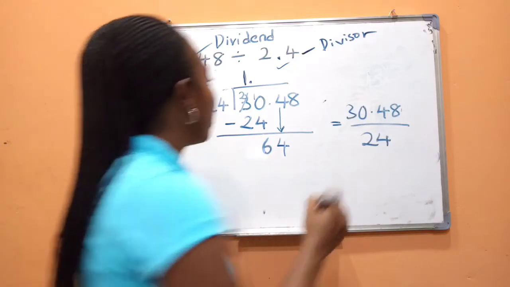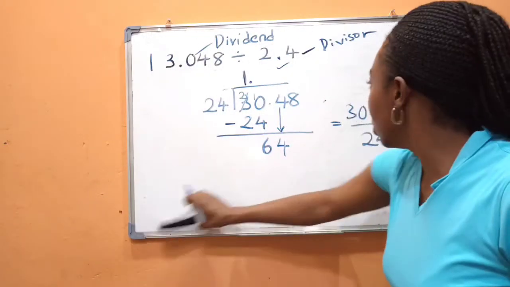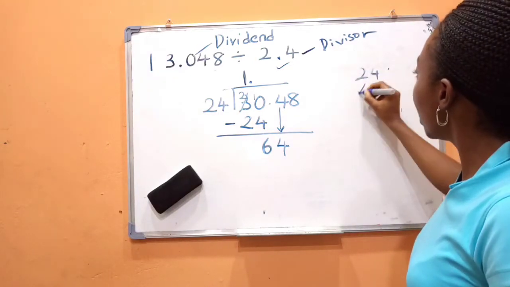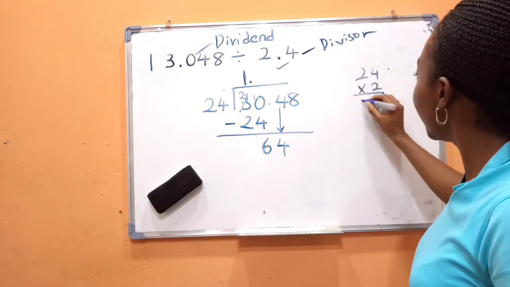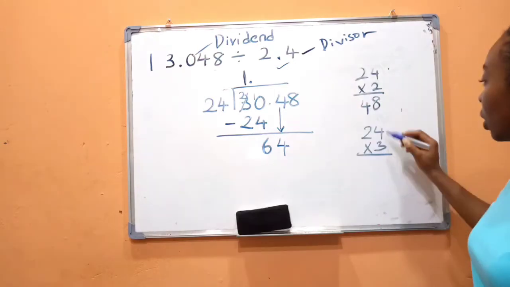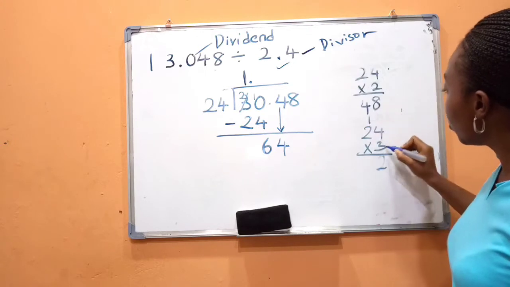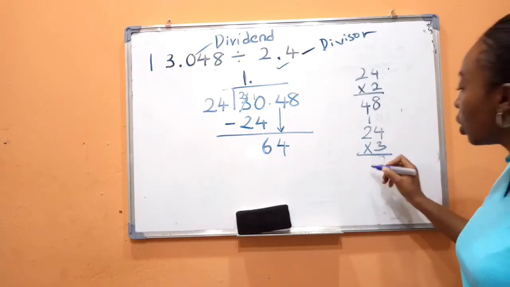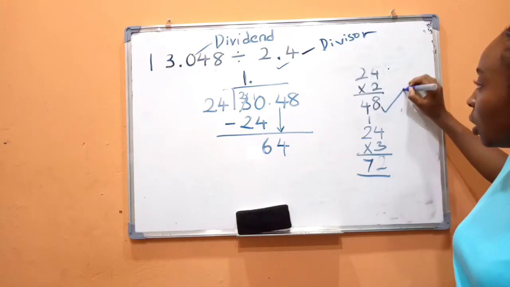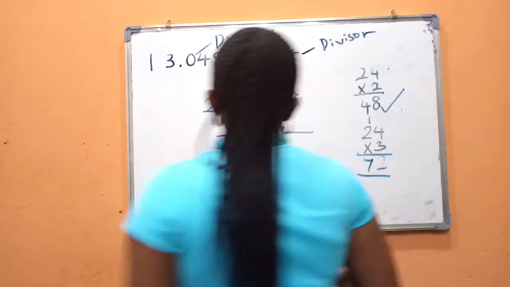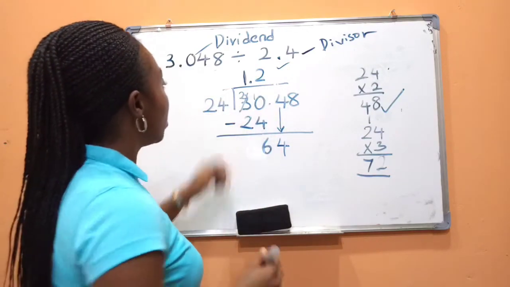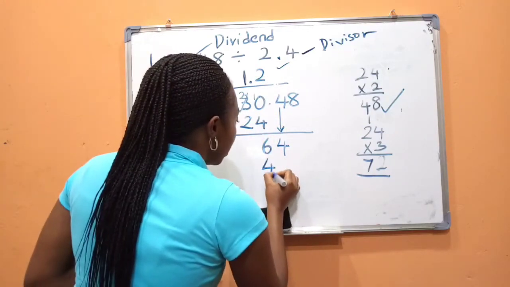So we're going to say 64 divided by 24. Now let's try out the possible results. So if we say 24 times 2 gives us 48, right? And we say 24 times 3, right? 3 times 4 is 12. And 3 times 2, 6 plus 1 gives us 7. So we have 72. So obviously we are going to go with this. So we are going to write 2 here. And by the time we say 2 times 24, we're going to have 48.